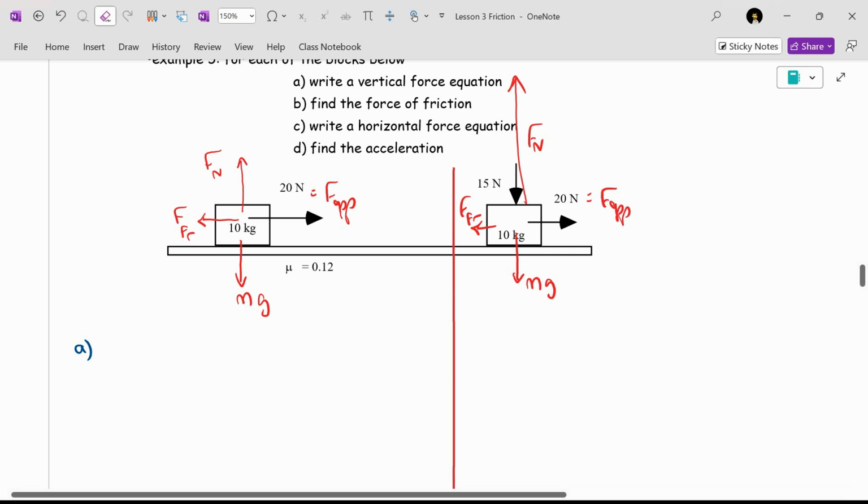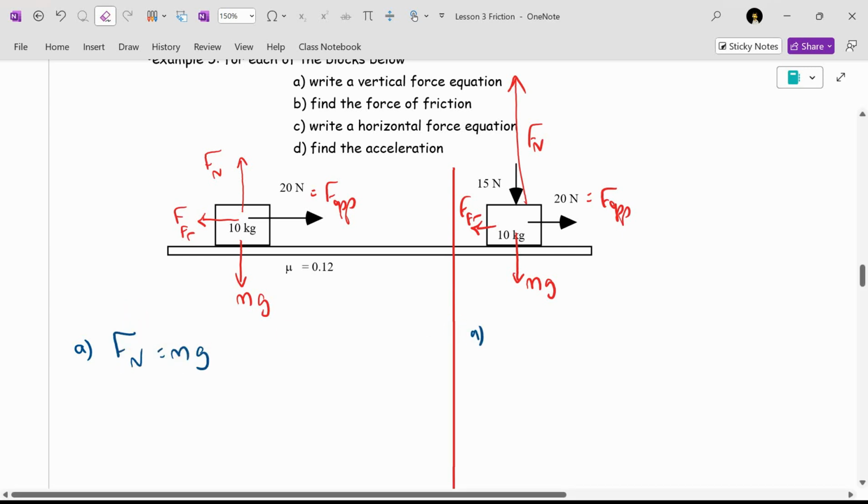Gershon, A says write a vertical force equation. Let's do the first one. Are we sinking into the ground like quicksand? Are we flying into the air like Superman? What that means is everything up has to equal everything down. More specific, what is the only force pointing up in the first diagram? It has to equal what is the only force pointing down? You know what? My vertical force equation is Fn equals mg.